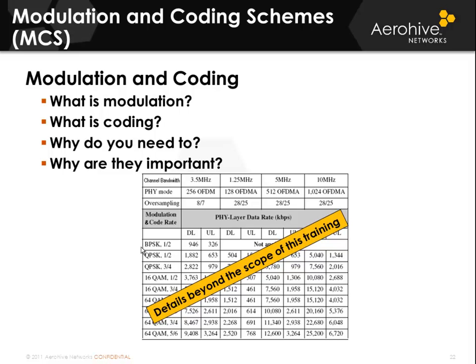Modulation and coding schemes. Again, modulation is the process of varying one or more properties of a high-frequency periodic waveform called the carrier with a modulating signal which typically contains information to be transmitted. Coding varies based on the type of modulation being used. There's a chart here which is really beyond the scope of this training, but you can tell from the different speeds and the different modulation techniques that different standards and different devices are going to require the communications to match in order to get the same speeds. Why are they important? If they don't match, then the devices cannot talk.